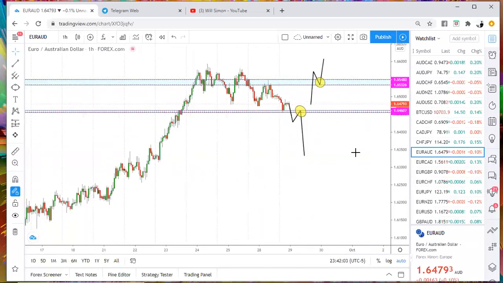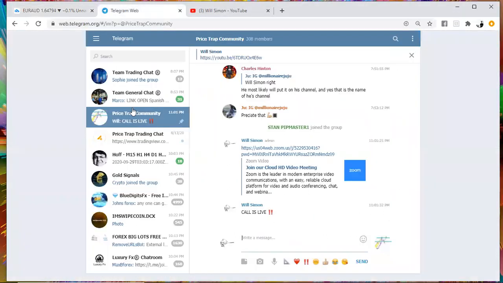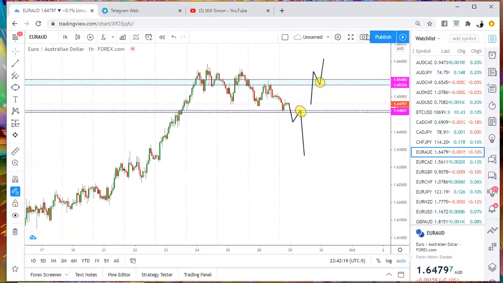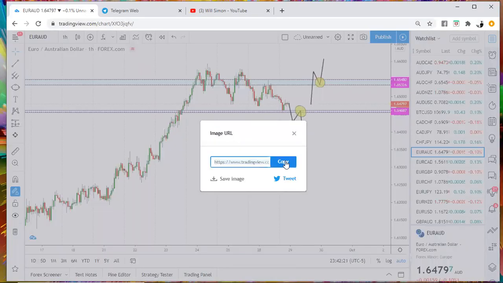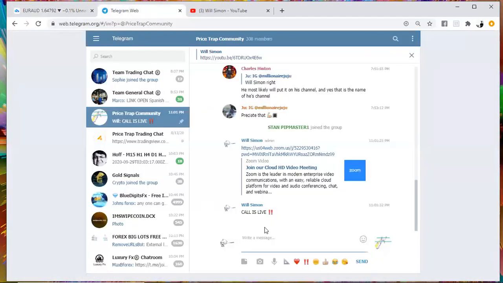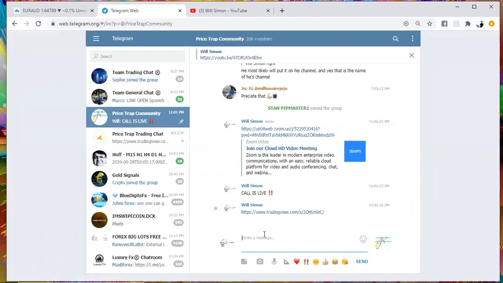Now, before London session tonight, or whenever you're about to trade or look at the charts, who's actually going to go on their charts, drop their ceilings and floors, and then drop them in this thing here called the Price Trap Community? Who's going to actually drop a chart in there to say, here, this is what I did on Euro Odd. Copy. How easy is this? All I'm using is one finger. Copy, paste, boom.